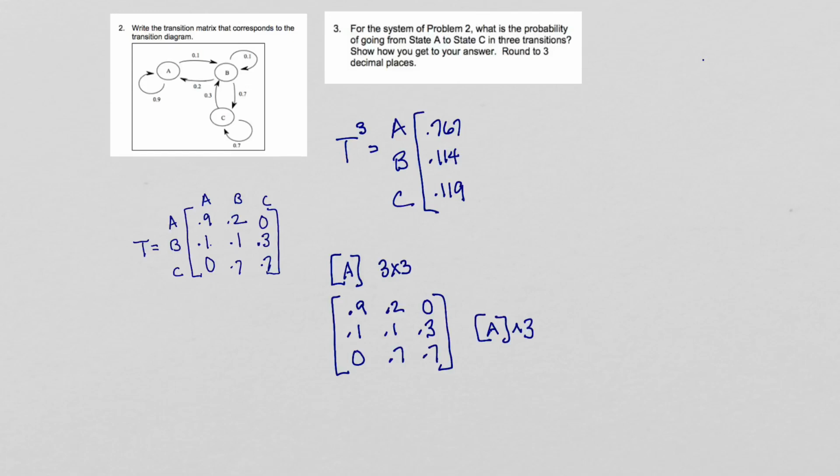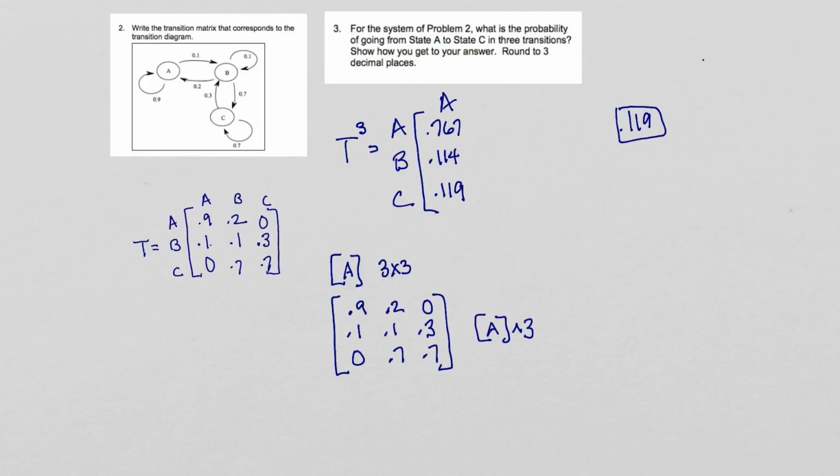Now look, that's really all we need here, right? That's what I'm looking for. I want to go from A to C in 3 transitions, so I've got it here. It's the 0.119. So I know my answer is going to be 0.119. That's about 12%. So there's a 12% chance we can go from A to C in 3 transitions.